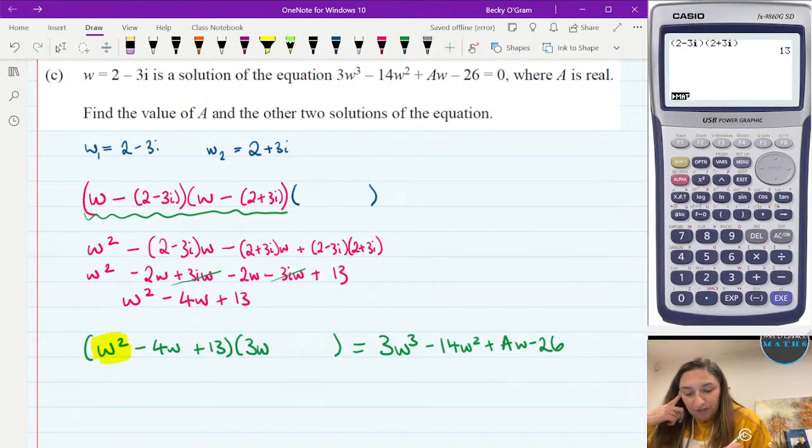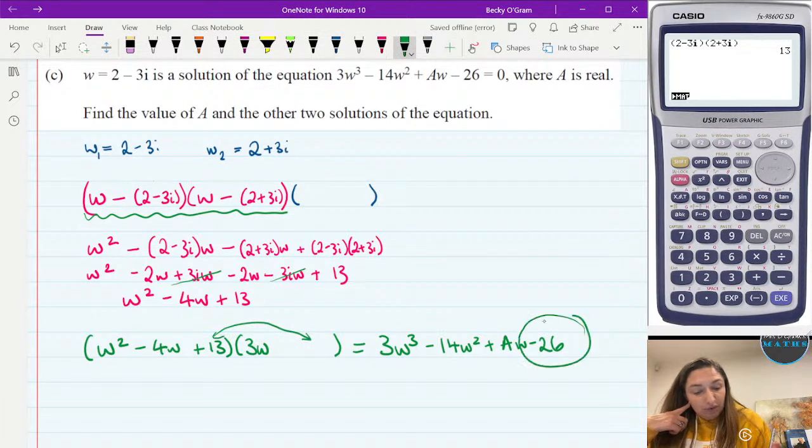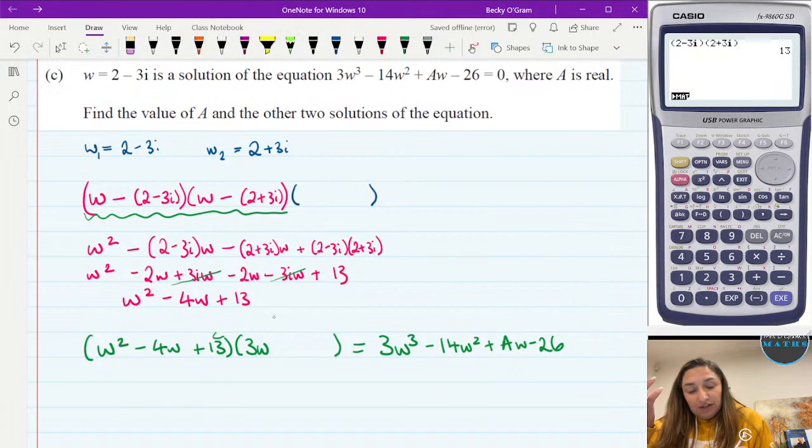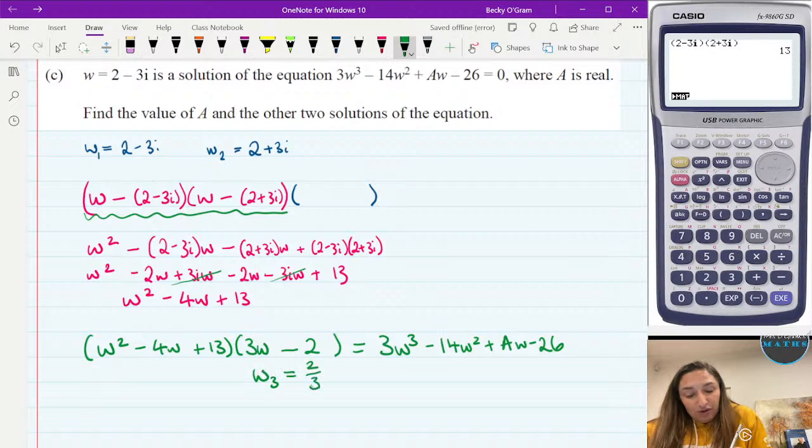Here we go. So let me see if I can just tidy that up again. And then we will have a number in this section here. Now the number we will get by doing 13 times something will make minus 26, because we can only get the constant at the end by multiplying the constants within the factor brackets. So obviously that has to be minus 2. Okay, so we've got 3w minus 2 is the third factor, which helps us to find the third root. So the third root now is 2/3.